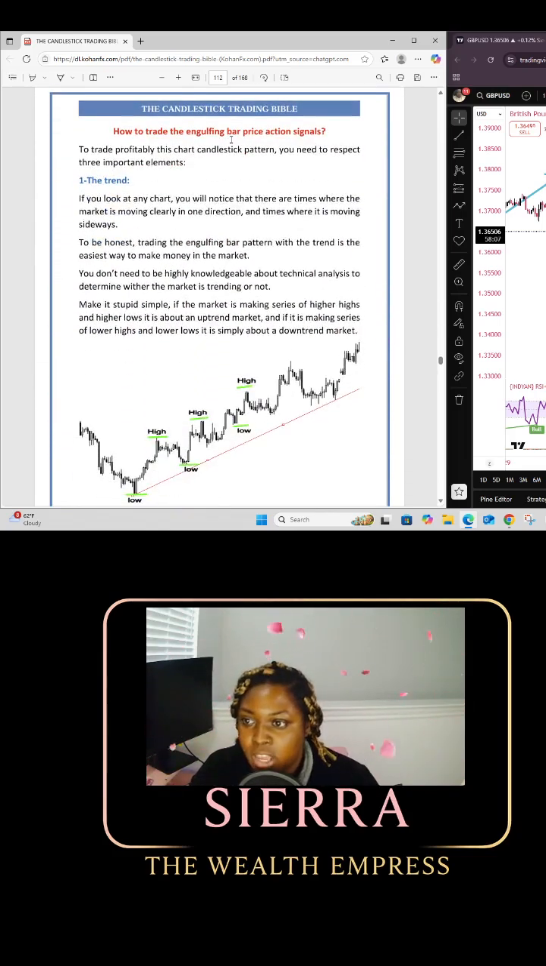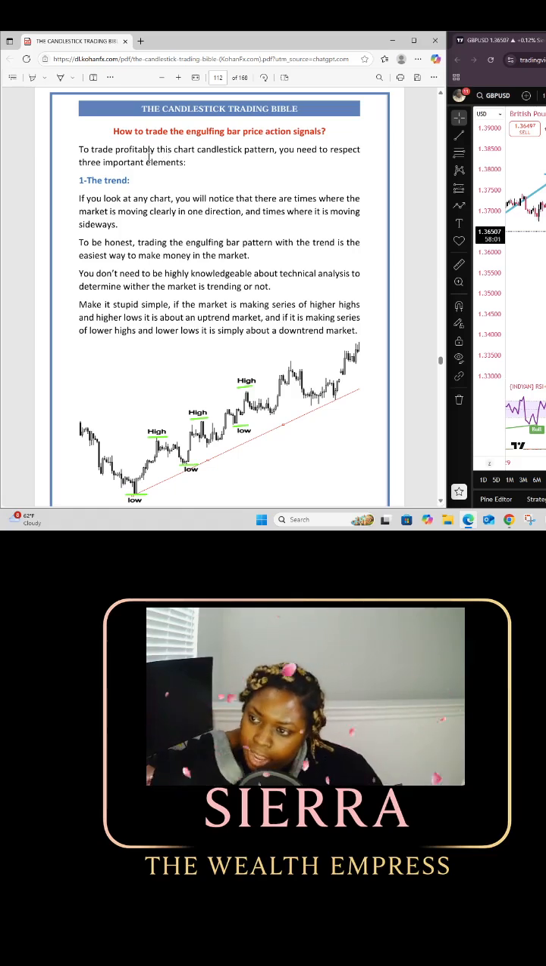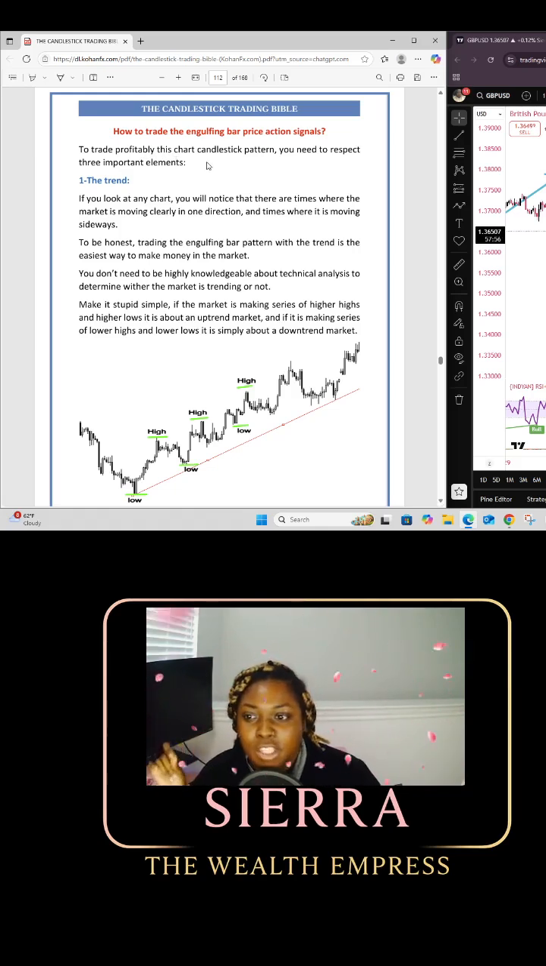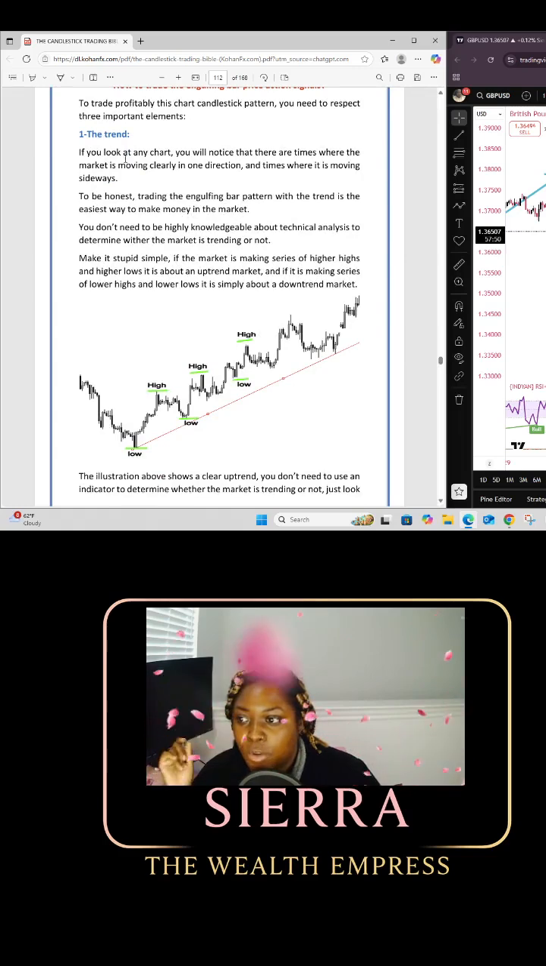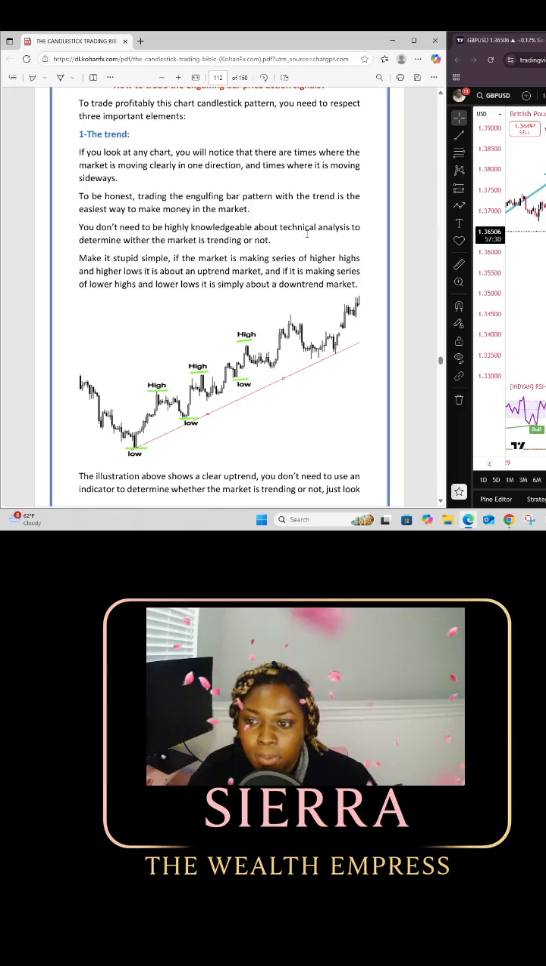All right, how to trade the engulfing bar price action signals. To trade this candlestick pattern profitably, you need to respect three important elements. One, the trend. If you look at any chart, you will notice that there are times where the market is moving clearly in one direction and times where it is moving sideways. And if you don't know, sideways is consolidation. To be honest, trading the engulfing bar pattern with the trend is the easiest way to make money in the market. You don't need to be highly knowledgeable about technical analysis to determine whether the market is trending or not.